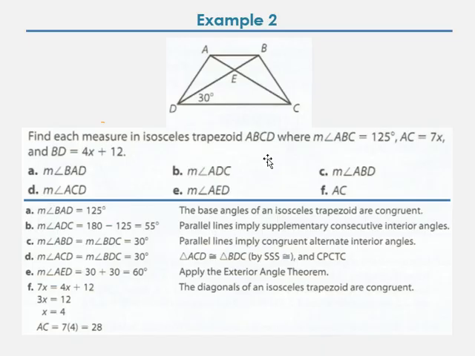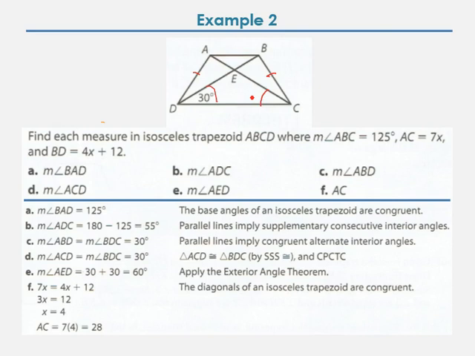Let's take a look at example 2 in your book. We have a trapezoid. We can see it has diagonals. We will have one angle measure. Everything else we have to prove. So it says find each measure in isosceles trapezoid. So now they've told us it's an isosceles trapezoid. So now we can go ahead and mark our congruency marks.